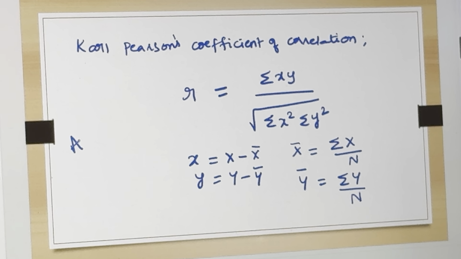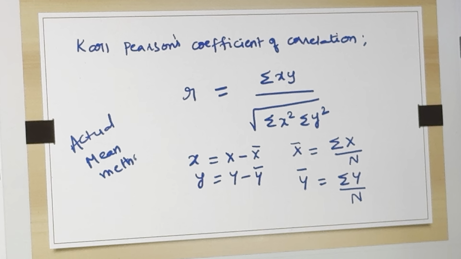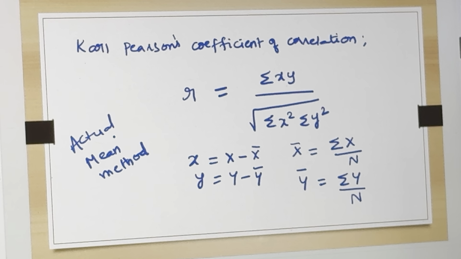Now, since this problem is based on means, by calculating X bar and Y bar, we call this method the actual mean method. There are different methods which we can use: one is the direct method, one is the deviation method, one is the actual mean method. But let us focus only on one method. Any problem based on Karl Pearson coefficient of correlation can be solved using this particular formula.